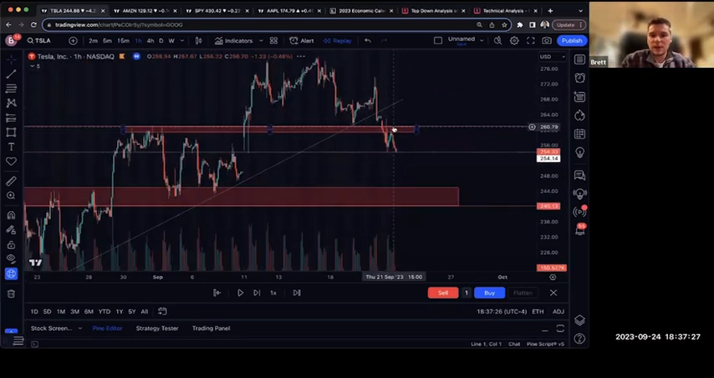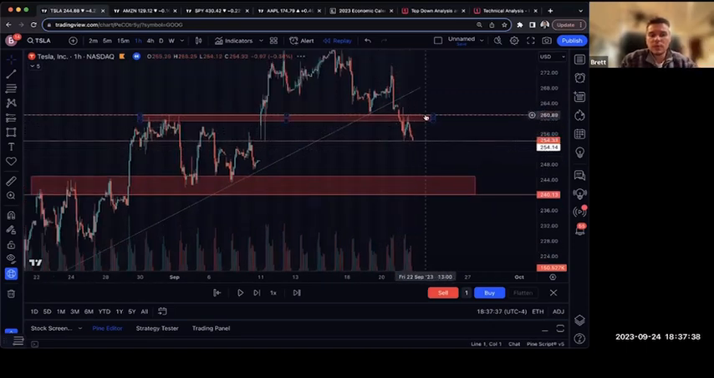It's because it failed to get above 261 the day prior. It failed to break above it. And that's why we don't really see a lot of bulls stepping in, because we understand that it failed above that recent swing high. Therefore, there is no reason to go long on Tesla until it possibly retraces lower.